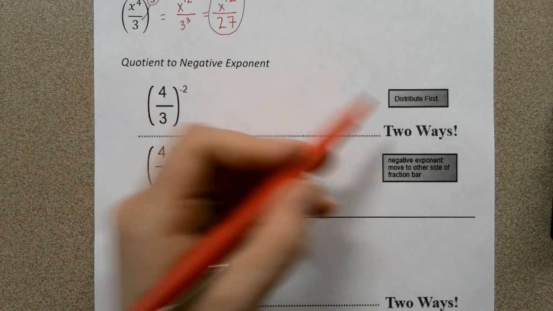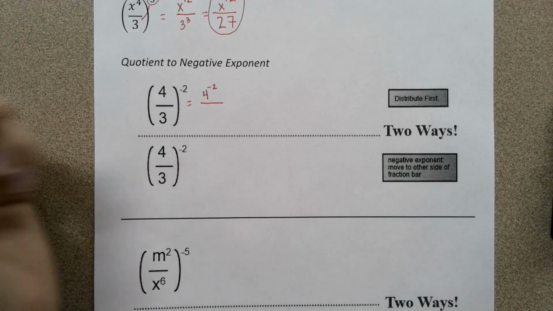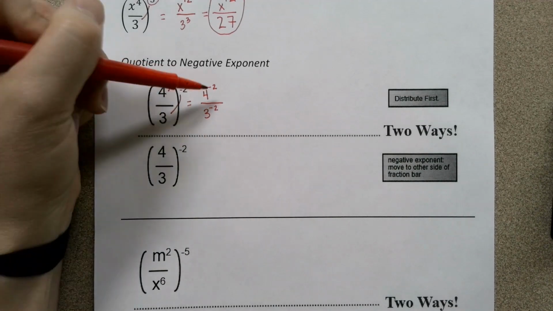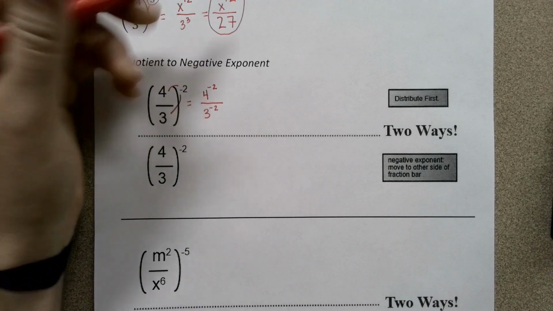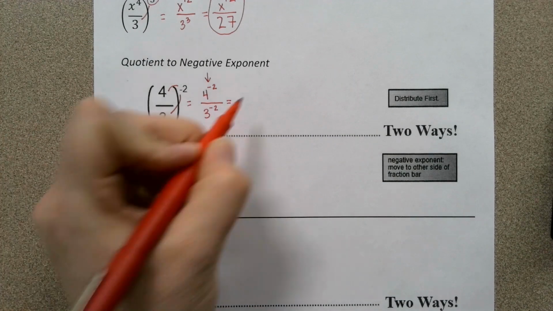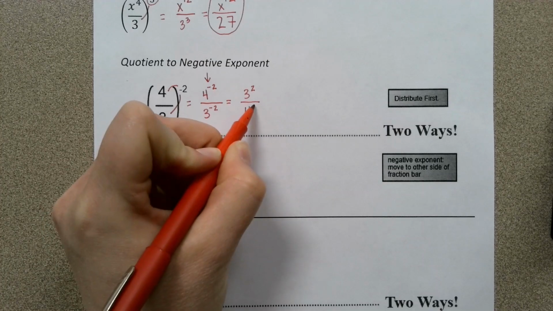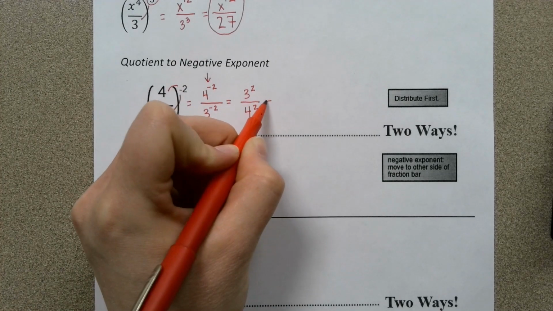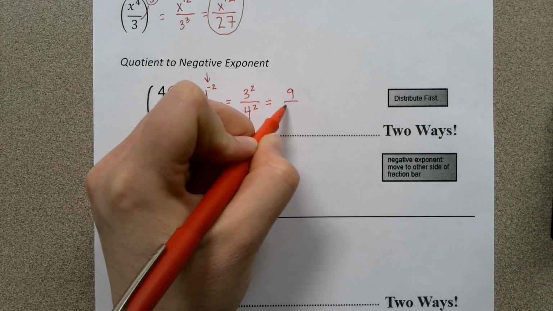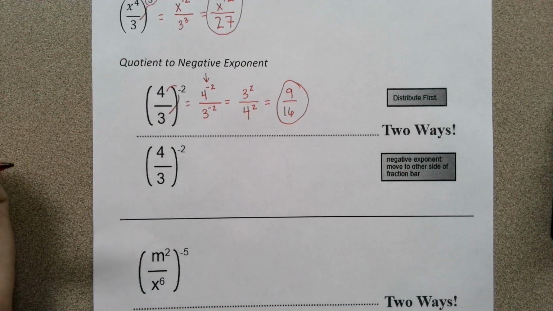In this first one, if we distribute it first, that gives us 4 to the negative second power. Notice how the exponent is still negative, and 3 to the negative second power. It goes in to both of them. Now the only way to actually simplify 4 squared is to make this no longer a negative exponent. So to do that, it has to cross the fraction bar line. So the 3 squared comes up and now it's positive. The 4 squared goes down and it's also positive. Then from there we can finally simplify the exponent because neither of the exponents are negative, giving us 9/16.